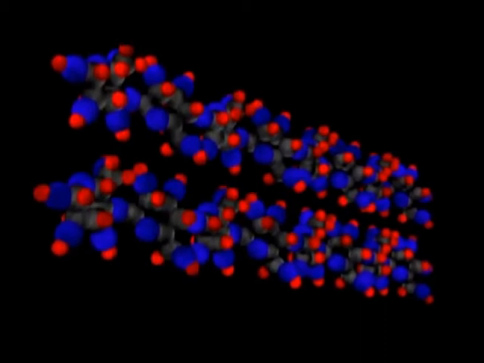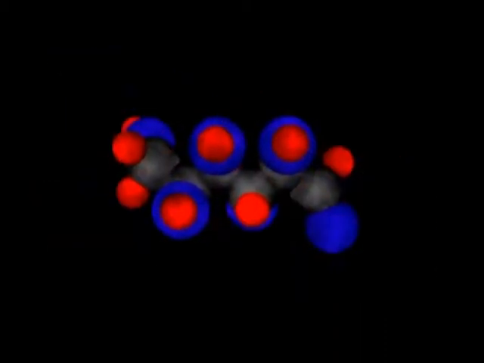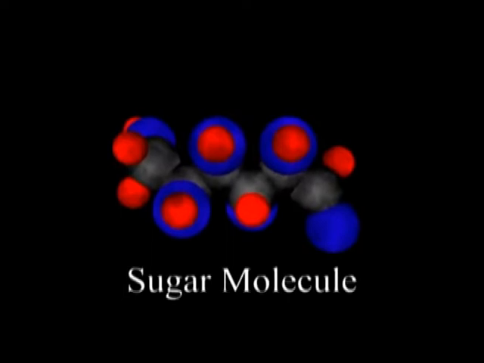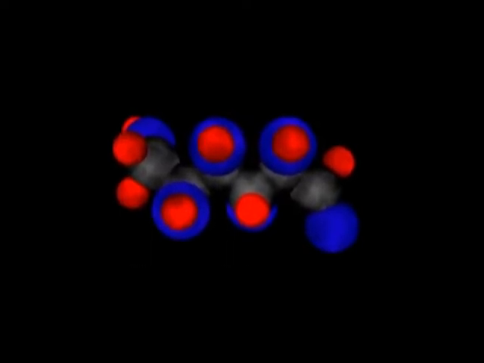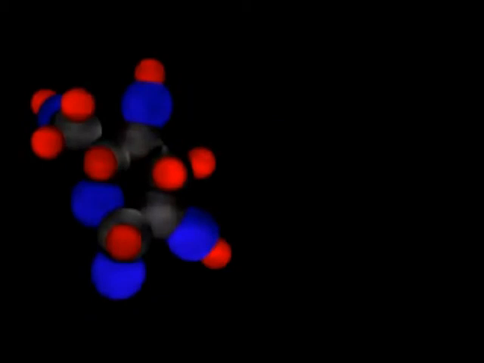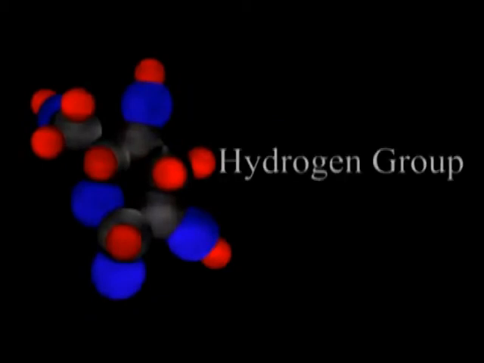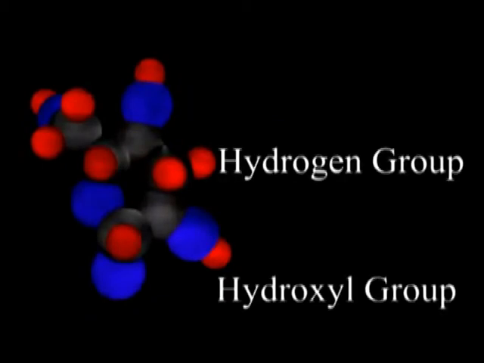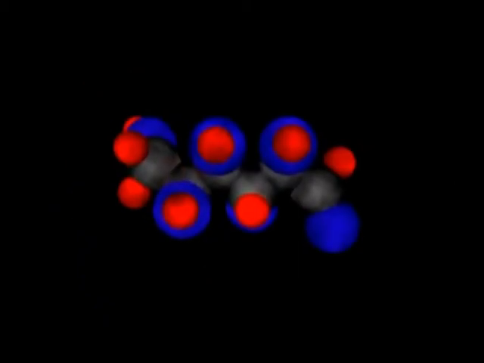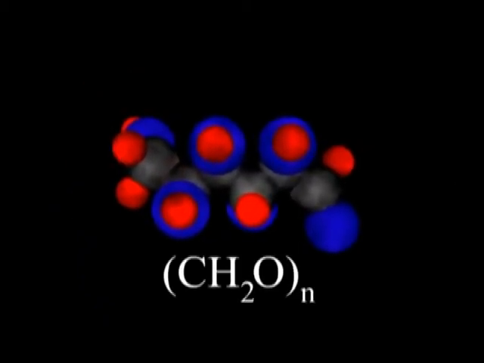All carbohydrates are built from molecular monomers or subunits called sugars that contain only carbon, hydrogen, and oxygen atoms. The typical sugar has a backbone of 3 to 7 carbon atoms. Most of these carbon atoms have a hydrogen group and a hydroxyl group attached to them. Thus, the general formula for sugars is CH2On, where n is the number of carbons in the backbone.